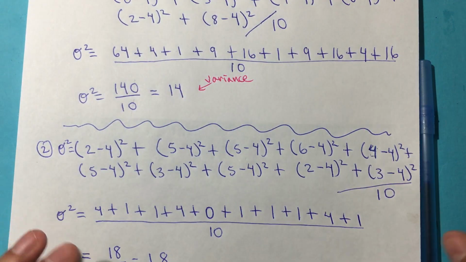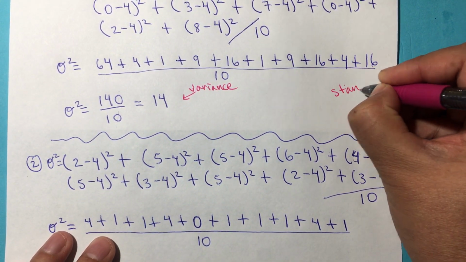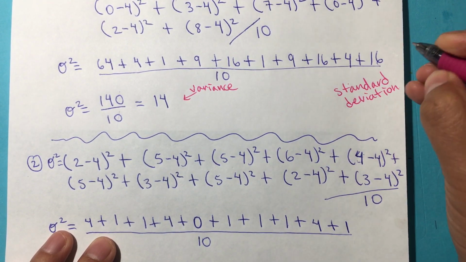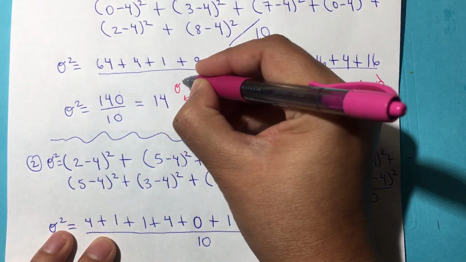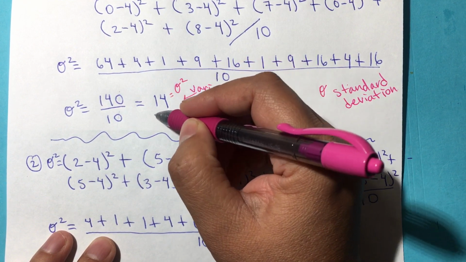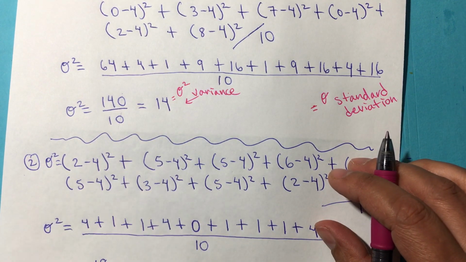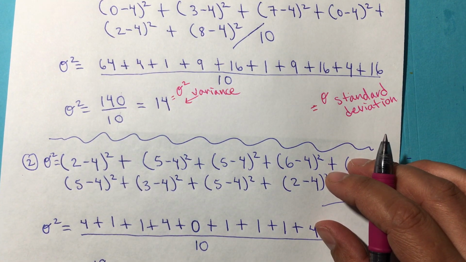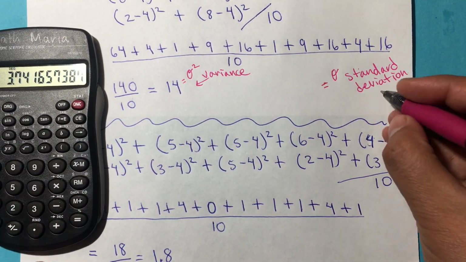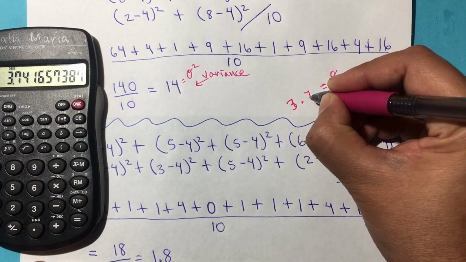Which tells us how spread the data is, but the standard deviation, or sigma, this is sigma squared. Well, it makes sense. You take the square root of that to find just sigma, right? So sigma will be the square root of 14. And so 14, take the square root of that. Our sigma is equal to 3.7.